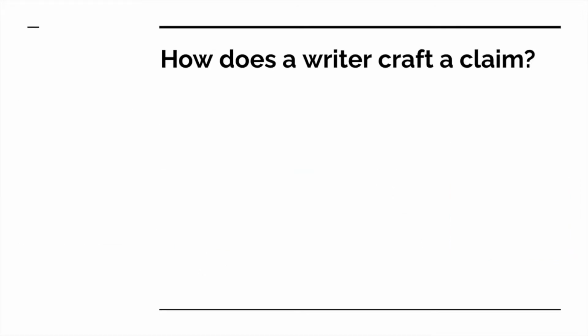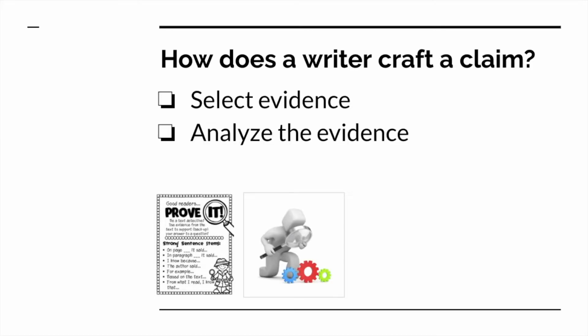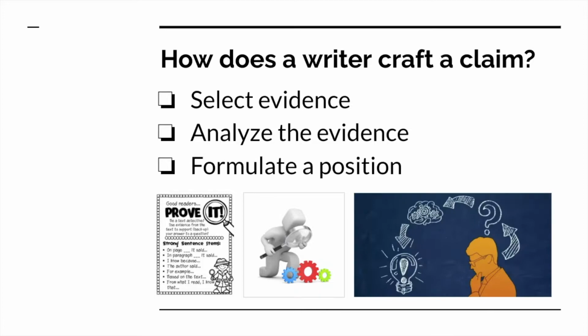So, how does a writer craft a claim? They do it by becoming investigators. First, they need evidence, and then they need to take some time to analyze or reason through that evidence so they can formulate their position. If a writer were to write a claim only after selecting their evidence, it is likely that their claim will be weak or a fact because they haven't allowed themselves the time to break the quote down and form their own thinking about it.